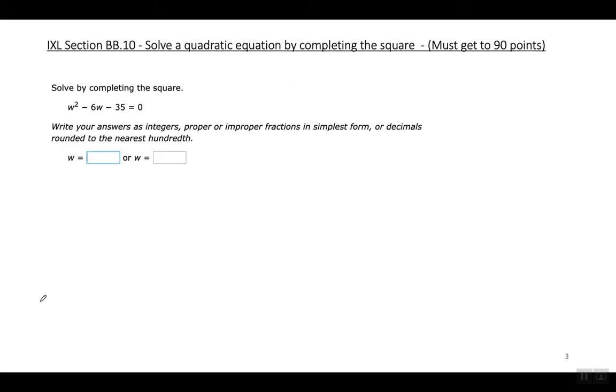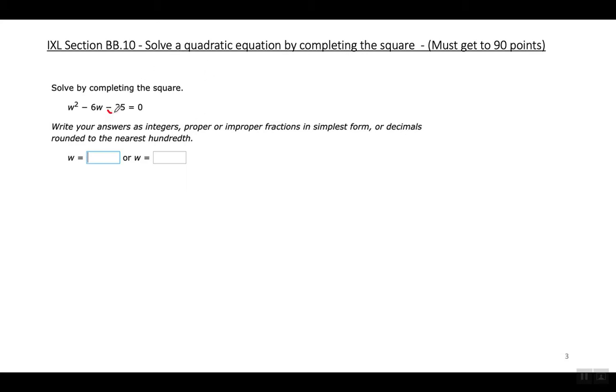Alright, so here's our first example from BB 10. I'm telling you right now, pretty much every single problem, you're going to have to work it out. I have to work out every single problem, so you're going to have to work it out as well. Here's the quadratic equation that they give us: w squared minus 6w minus 35 equals 0.